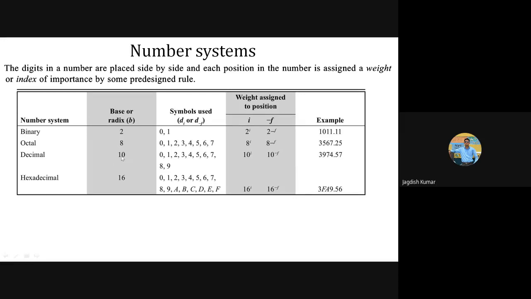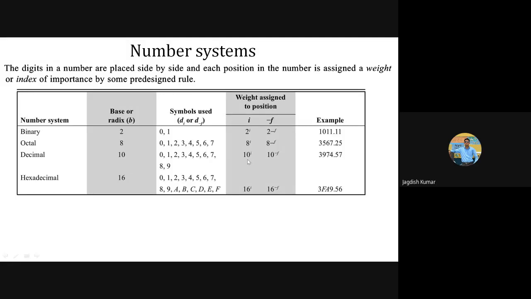So in decimal number system, what is the base or radix? It is 10. How many symbols? There are a total of 10 choices. Now the value or weight assigned to each digit is 10 raised to the power i. And this is for the case of the integer part. So what is the integer part? Anything to the left hand side of the radix point is the integer part, and anything to the right hand side of the radix point is the fractional part.